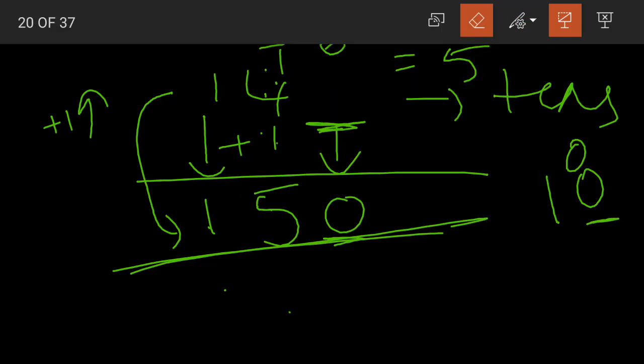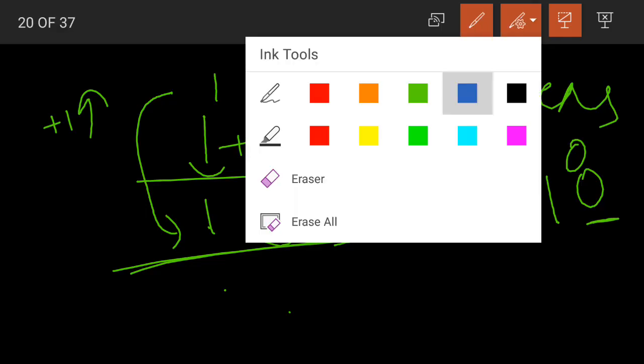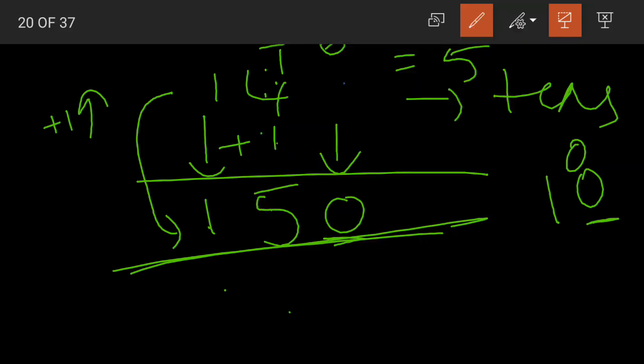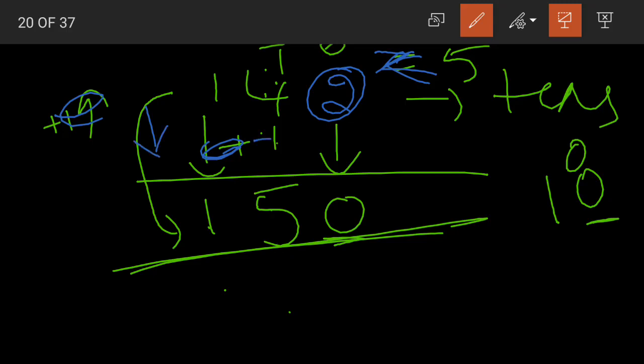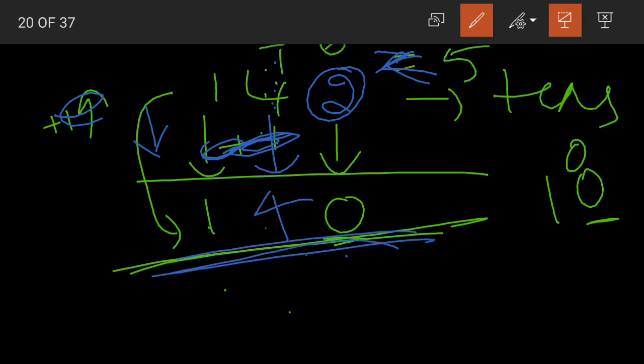Suppose there was, say, 142 here. Now this 2 is less than 5, yes or no? So we'll round down. That means the digit in the tens place will be written as it is. It will be 4 only. Okay children, the digit in the tens place will be written as it is, and 140 will become our estimated number.